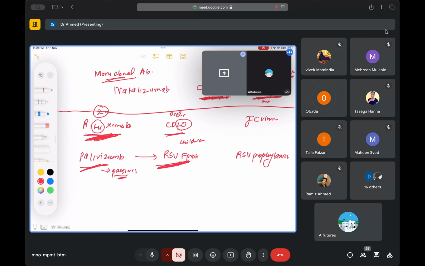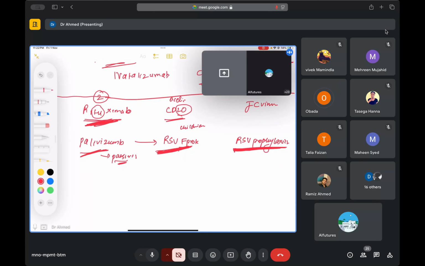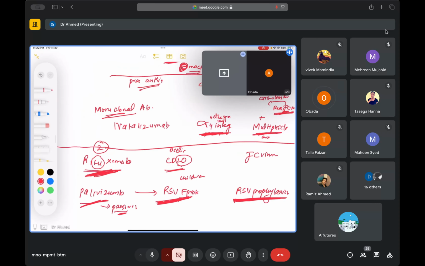Yes, it inhibits the effects of RSV F protein, and as a result it can be used as prophylaxis of RSV, right? Okay, guys, just try some mnemonics. We can just make mnemonics, I guess.